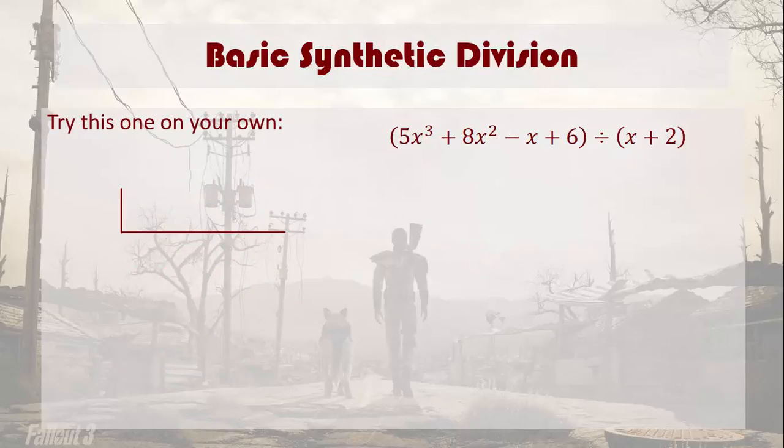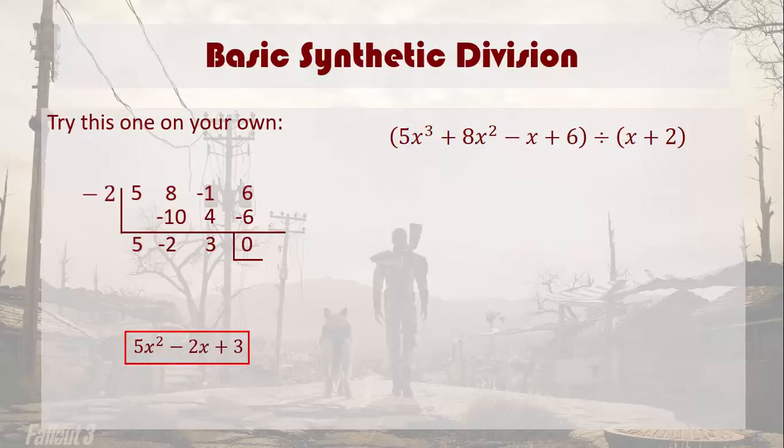Last example. Try this one on your own. Pause the video. We're going to be dividing by a negative 2. Our coefficients will be 5, 8, negative 1, 6. Drop the first term. Multiply, bring it up. Add. Multiply, bring it up. Add. Multiply, bring it up. Add. Our answer, again, has a remainder of 0. 5x squared minus 2x plus 3.